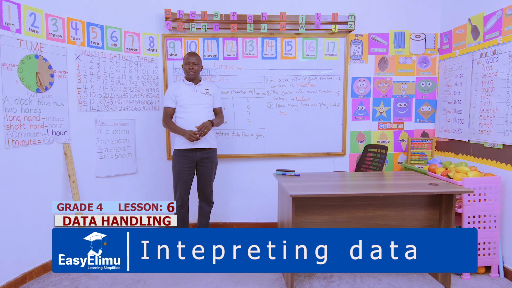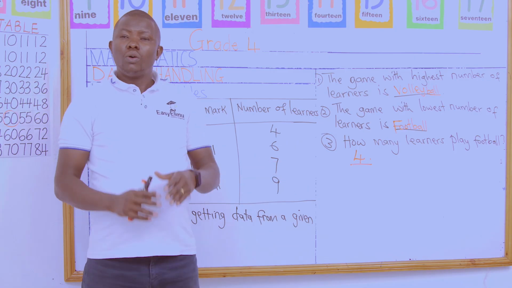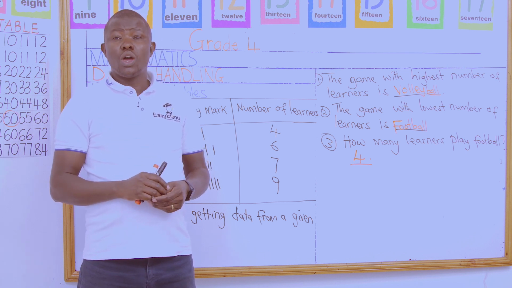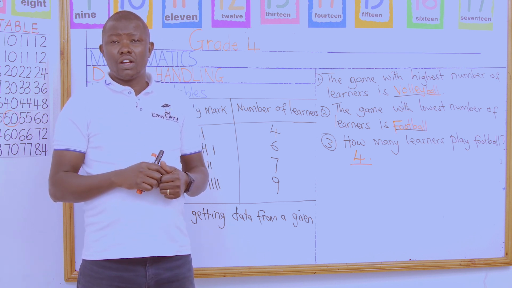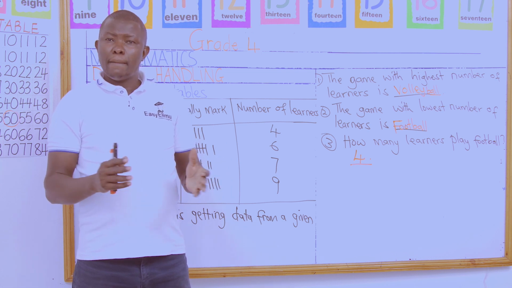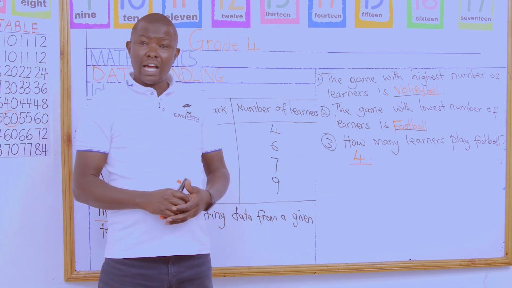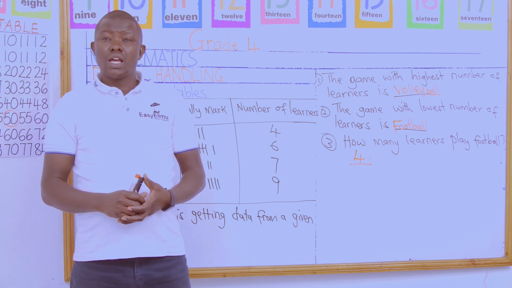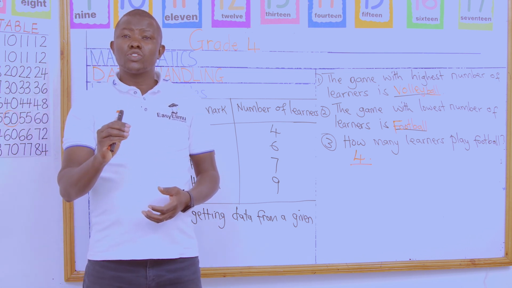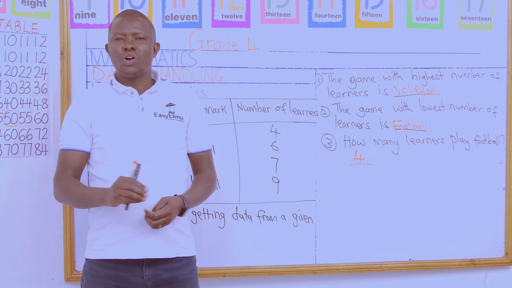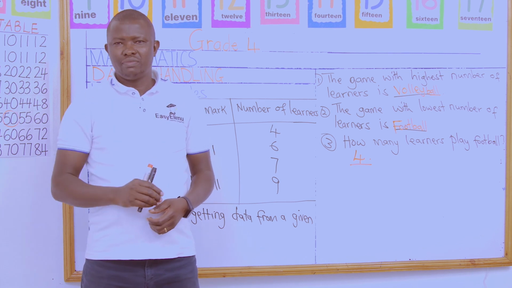The second one, the color of vehicles with the lowest number. Which color had the lowest number of vehicles? Was it white, blue, red, or silver? And then the last question is, how many vehicles were of color blue?